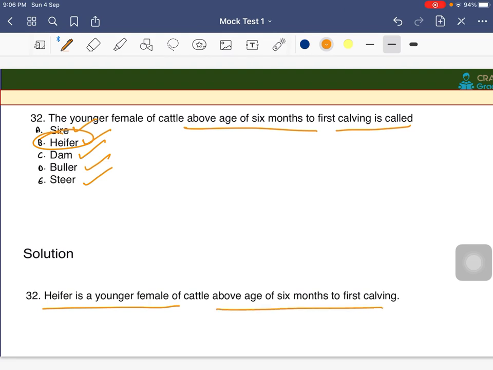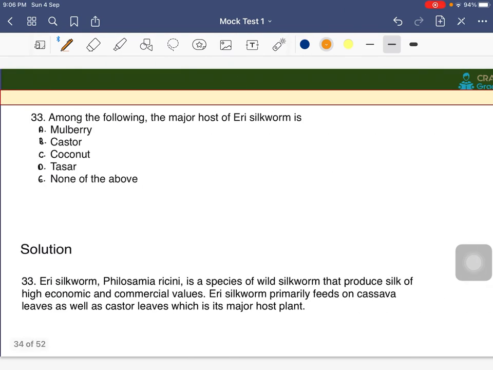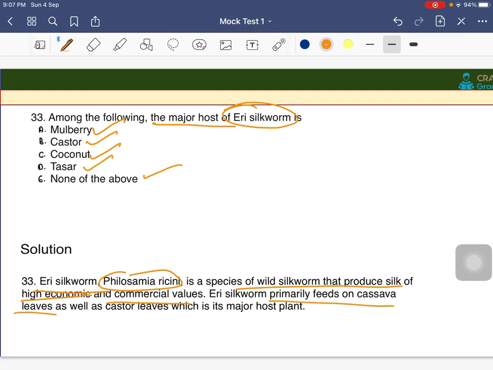Among the following, the major host of eri silkworm is? Is it mulberry, castor, coconut, thistle or none of these? Eri silk comes from Philosamia ricini. It is a species of wild silkworm which produces silk of high economic and commercial value. Therefore, the eri silkworm primarily feeds on cassava leaves as well as castor leaves. Therefore, the option will be B, castor.